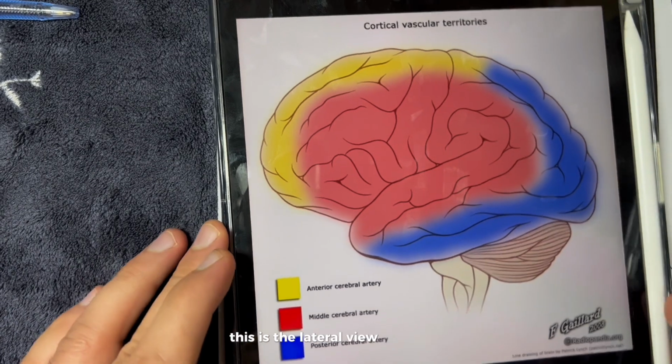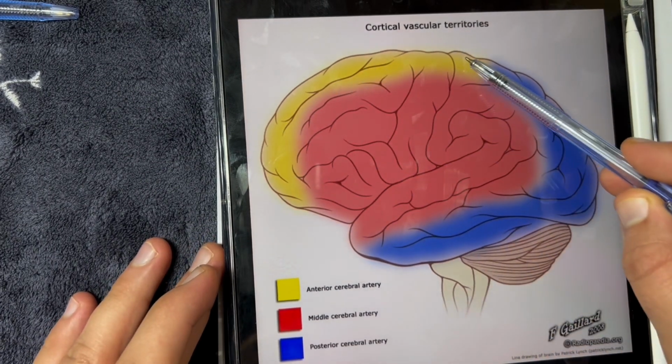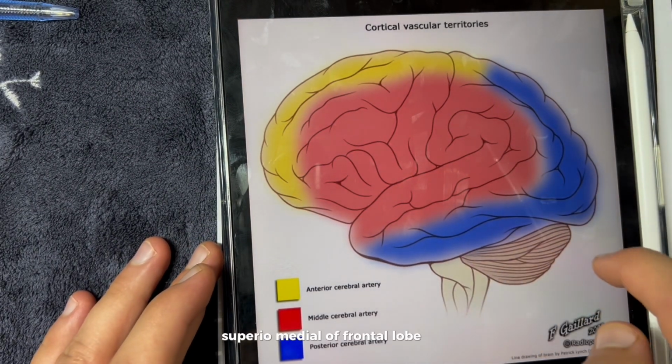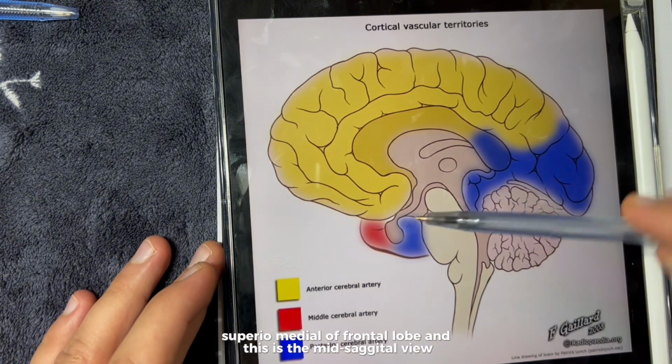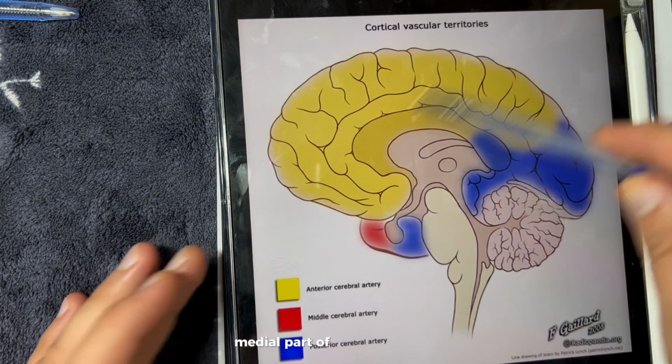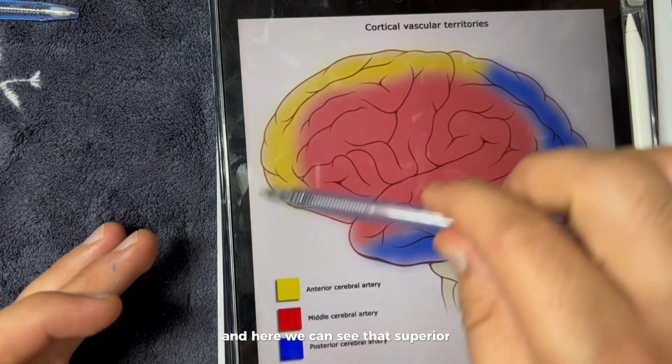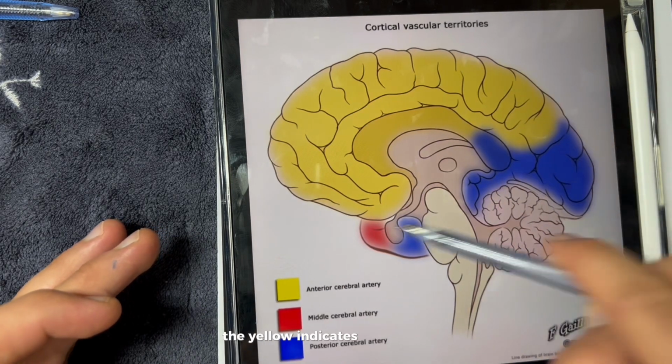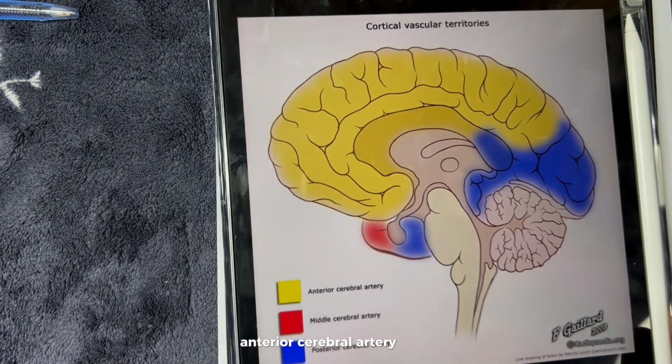This is the lateral view, so it will supply the superior middle of the frontal lobe, and this is the mid-sagittal view, so we can see it has supplied all the medial part of the frontal lobe, and here we can see the superior part. The yellow indicates the supply of the anterior cerebral artery.